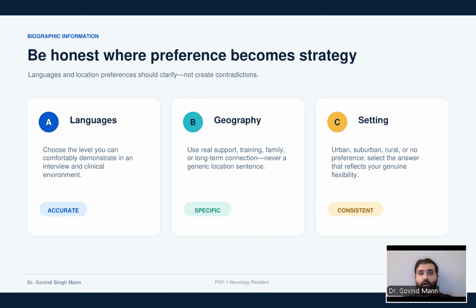Same as for setting. If you have a preference, it should have a valid reason why you want urban or suburban or rural. It should not be from any negative experience perspective. And if you don't have any preference, then just say that I have worked in urban, suburban, and rural settings, and I'm really open to work in any settings and contribute to American healthcare. So something like that, which sounds positive, optimistic, and the reader would also feel nice about it.